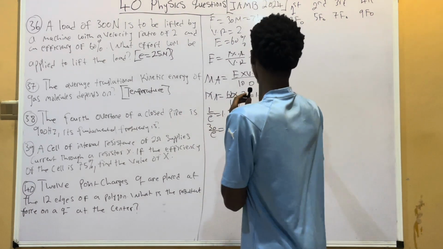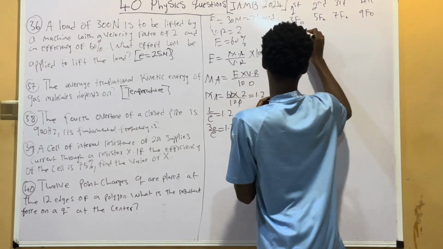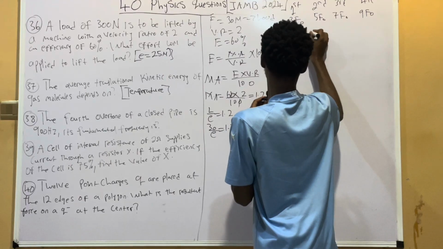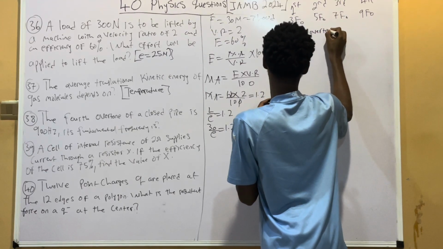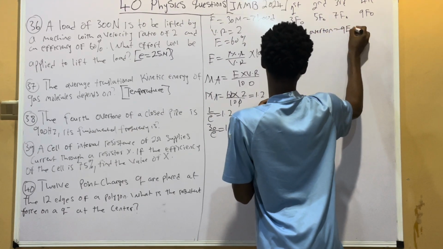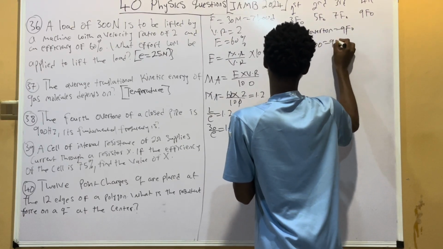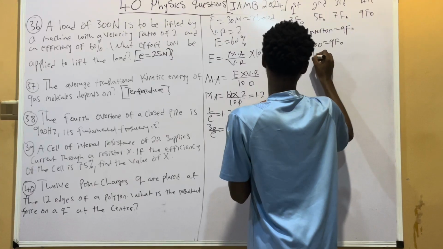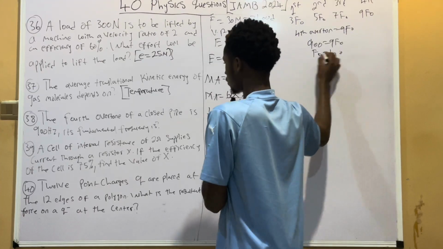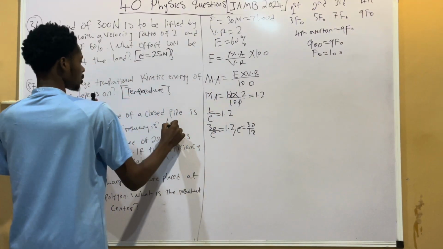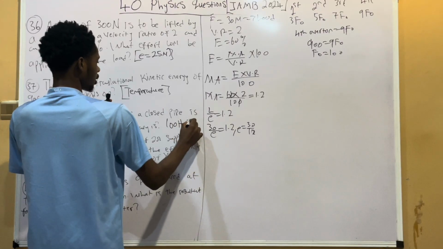So since we are given the fourth overtone as 900, the fourth overtone, which is 9f naught, we are given as 900. So 900 is equal to 9f naught. 9 cancels 9, so we are left with f naught is equal to 100, which means the fundamental frequency for this question is 100 Hz.